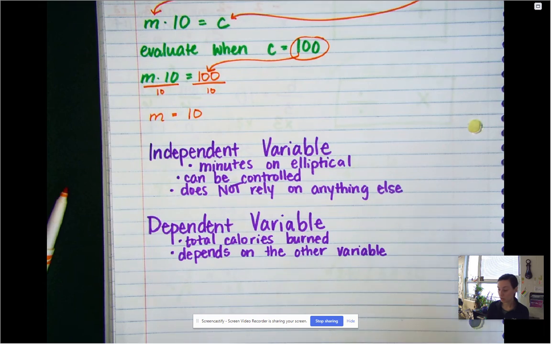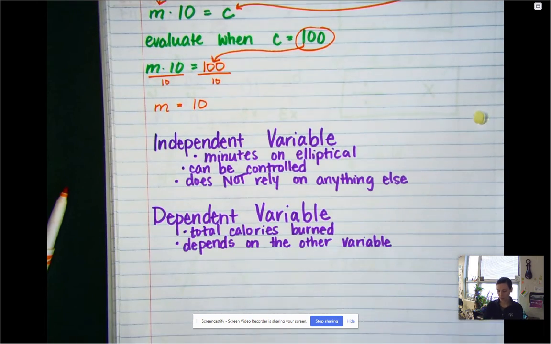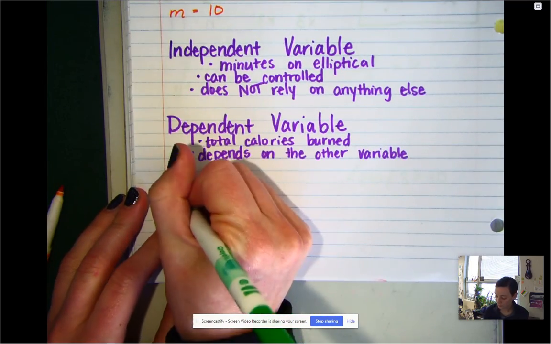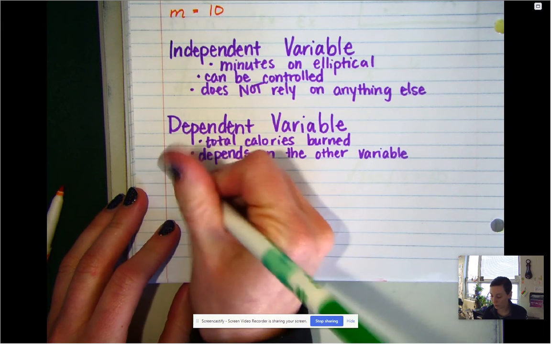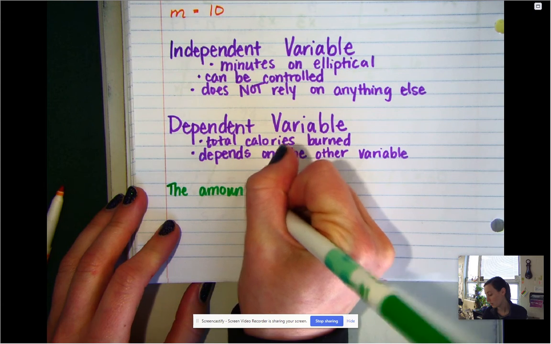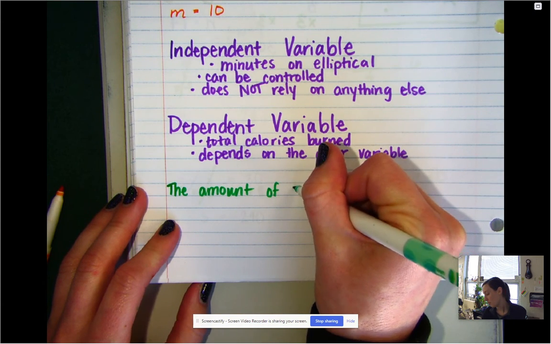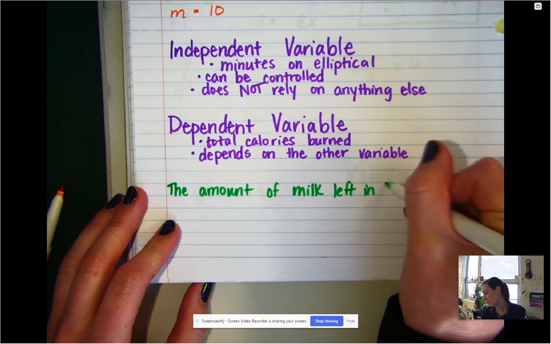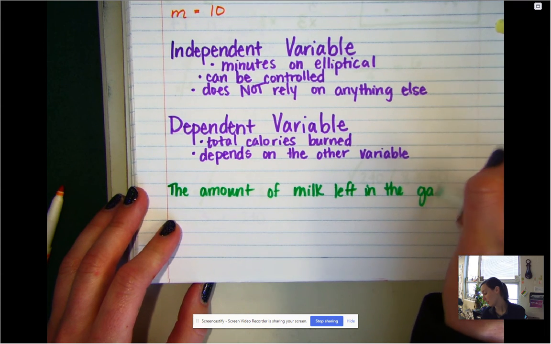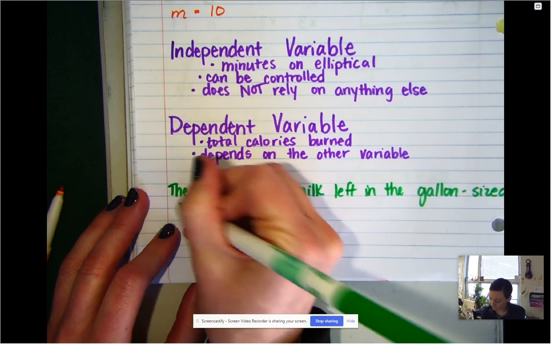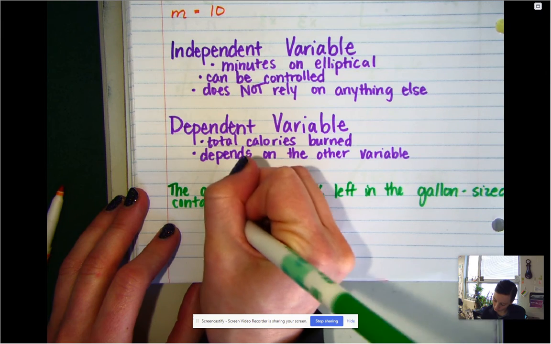Okay, let me give you another equation or another scenario. So this equation is for the amount of milk left in the gallon-sized container. I should have said jug, that'd be shorter.